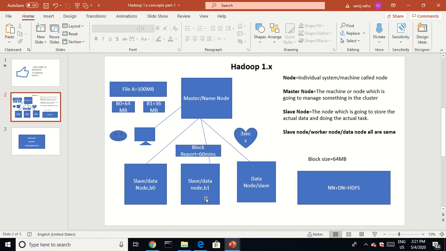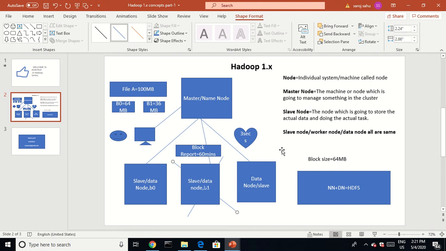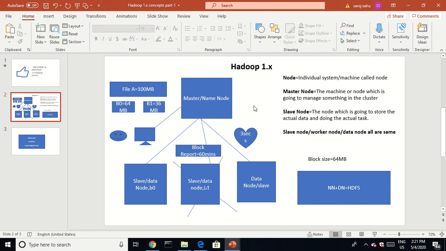Suppose my file has two blocks, b0 and b1. Now suppose this system has some issue, or it went down. Okay, this system crashed or something happened due to some issue, and it is not coming online. So now the point is, can I read my data? Can I get my file A? The answer is no, because I have only one block. The partial information of file A is there, but I cannot get the complete data, so I cannot read the file.